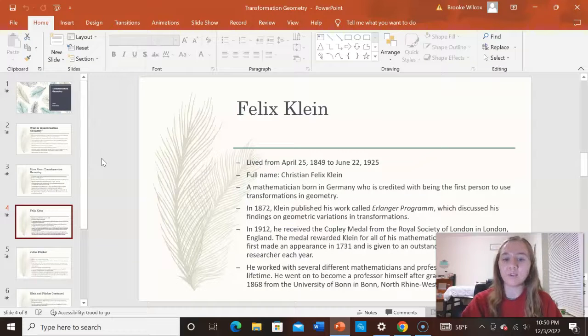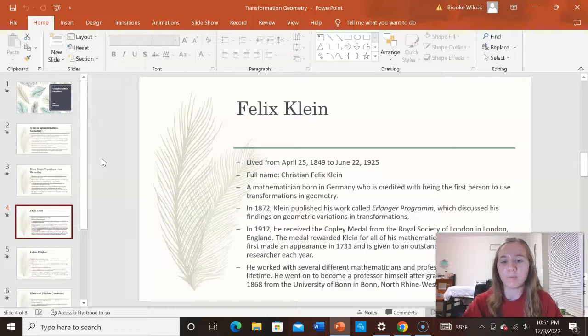In 1872, Klein published his work called Erlanger Program, which discussed his findings on geometric variations and transformations. In 1912, he received the Copley Medal from the Royal Society of London in London, England. The medal rewarded Klein for all of his mathematical research. This award first made an appearance in 1731 and is given to an outstanding math or science researcher each year.